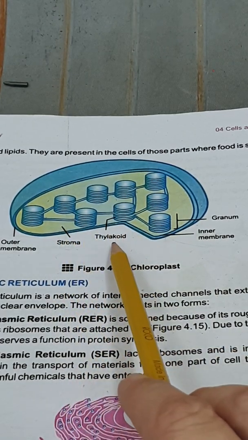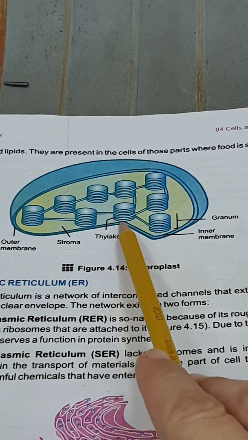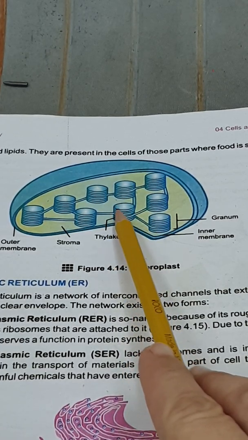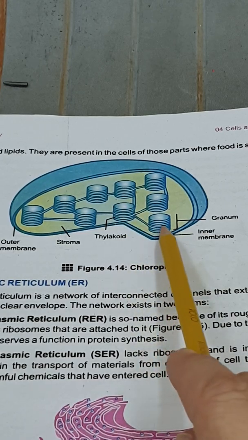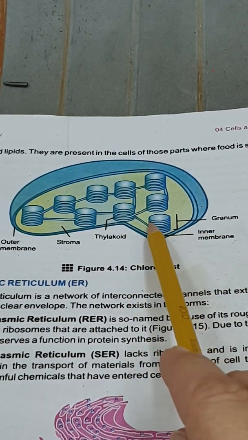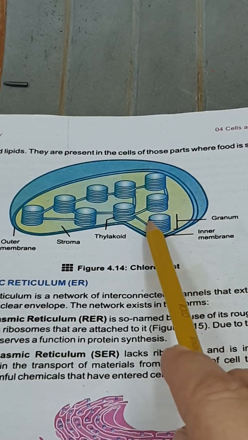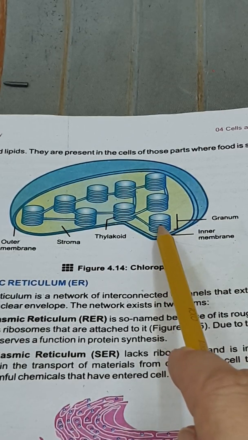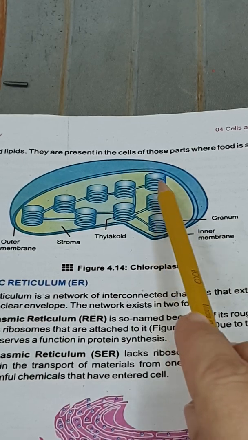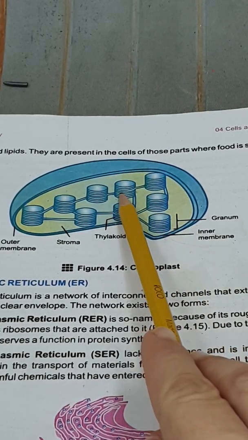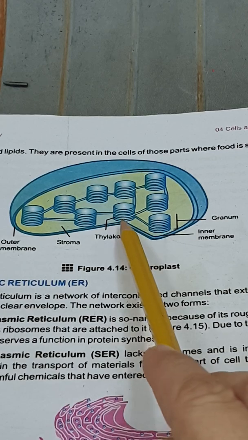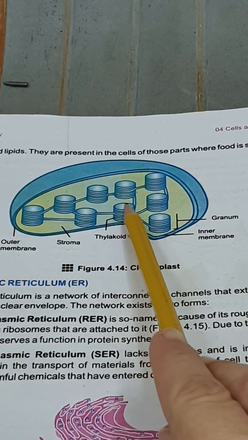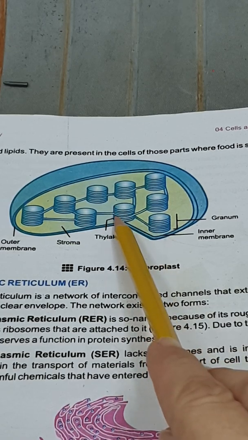Inside, the inner membrane sometimes folds itself and forms structures like coins, like coins stacked upon each other, and these coin-like structures are known as thylakoids. These thylakoids are actually the enfolding of the membrane, and they form stacks of coin-like structures.